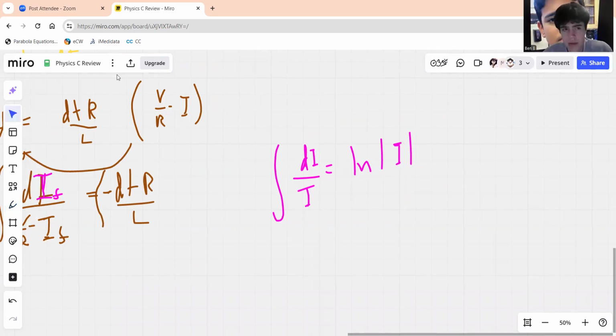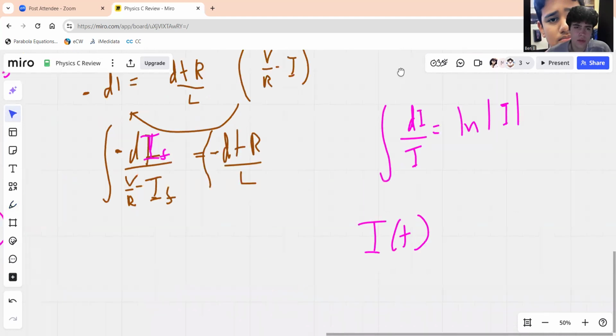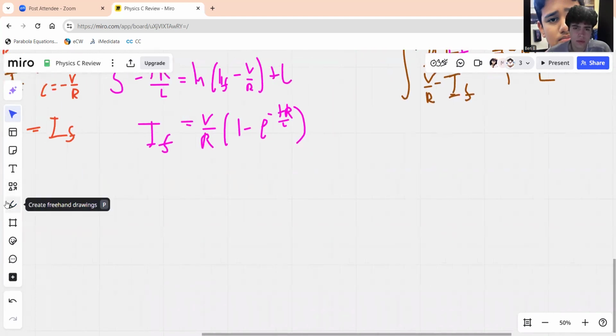Yeah, I just didn't know if it was okay. Because when I see something final, I usually think of that as a constant number. What you can also write is I of t. That might also help you. Then that gets you this equation, I of t equals that. Okay, I understand now. Then you just do the algebra.